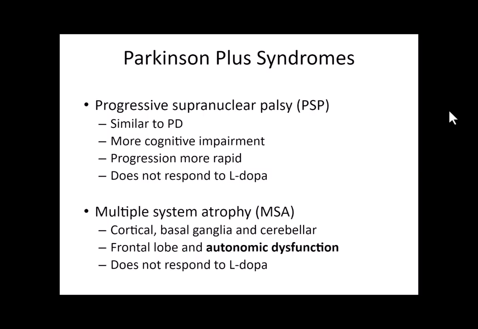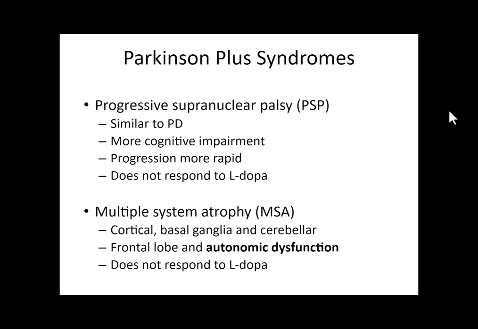In addition to Parkinson's, you need to be aware of some Parkinson plus syndromes. The first one listed on this slide is something known as progressive supranuclear palsy. It's similar to Parkinson's disease, but there's more of a cognitive impairment, and the progression is much more rapid. And it's usually identified on the basis that it doesn't respond to a supplemental dopamine replacement. Okay, if you remember, Parkinson's is lack of dopamine. Progressive supranuclear palsy doesn't respond to supplemental dopamine.